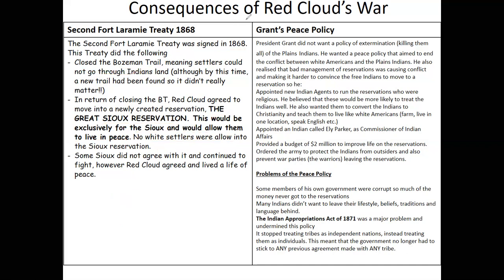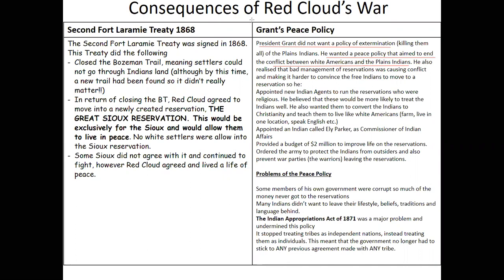The next one is very difficult. Now, this is something we've been through in a previous lesson, President Grant's peace policy. President Grant's peace policy was a way to help the reservation system get better, to stop the conflict. President Grant didn't want to exterminate the Indians. He wanted a peace policy that aimed to end the conflict between white Americans and Plains Indians. And you could argue that to a degree, this was as a result of the fighting, the years of conflict that had occurred.